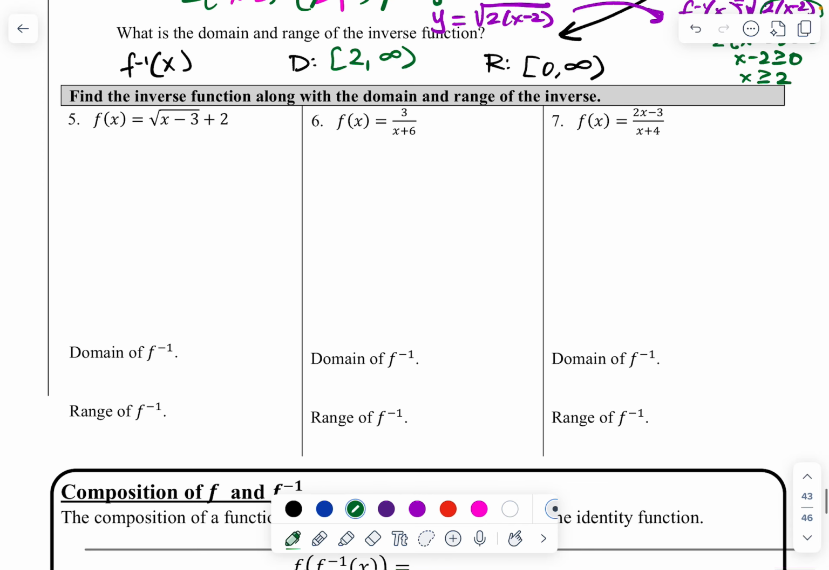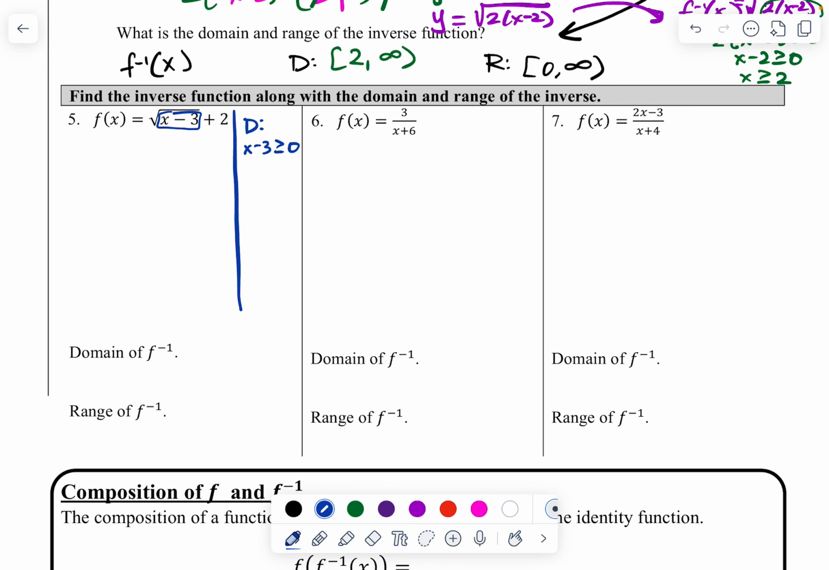All right, so if we're looking at this, just a little bit of practice, find the inverse function along with the domain and range. One of the best ways to start this is just looking for the domain of f first. Remember, there's a red flag here. This tells me the root cannot be negative. So I know x minus 3 has to be greater than or equal to 0. So therefore, x has to be greater than or equal to 3. So therefore, its domain has to start at 3 and go to infinity. That also tells me that this is the range of the inverse.